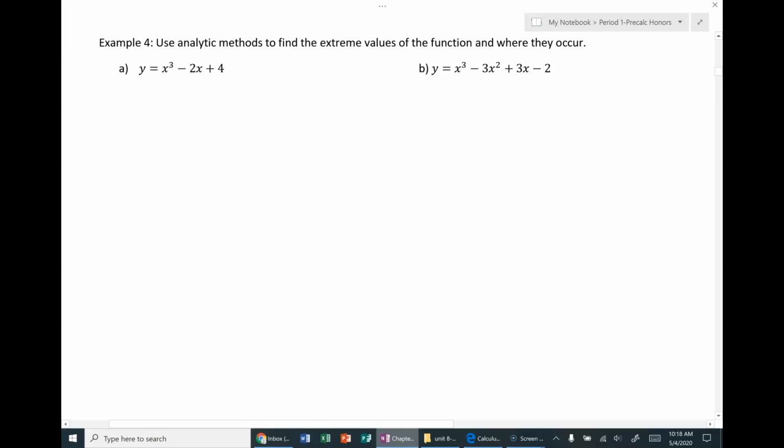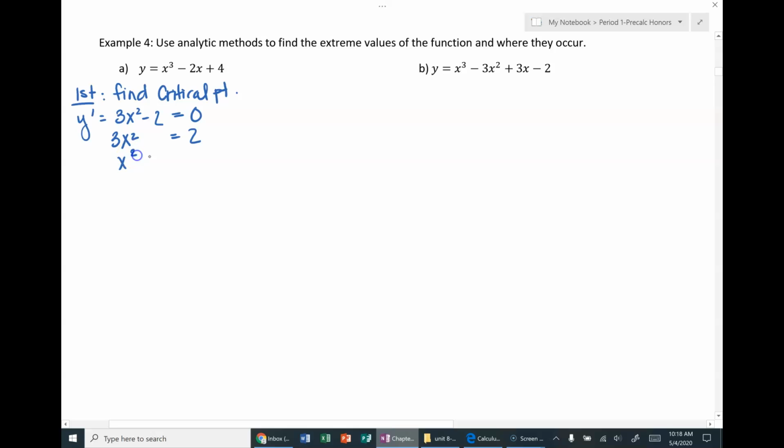Similarly to example 3, first, always find the critical point. Then the critical point is the derivative. So that's going to be 3x squared minus 2. Make sure we set it equal to 0 because our job is to solve for it. We get 3x squared equals 2.